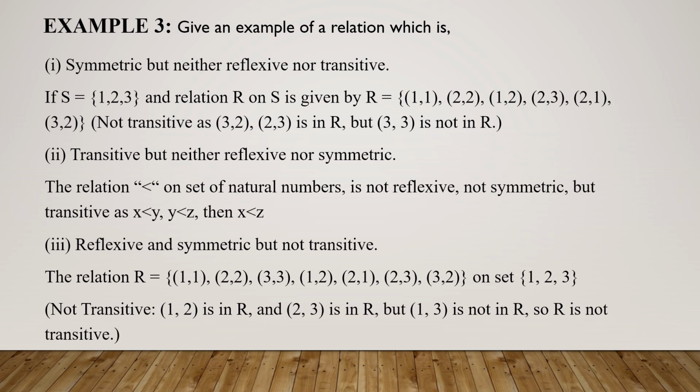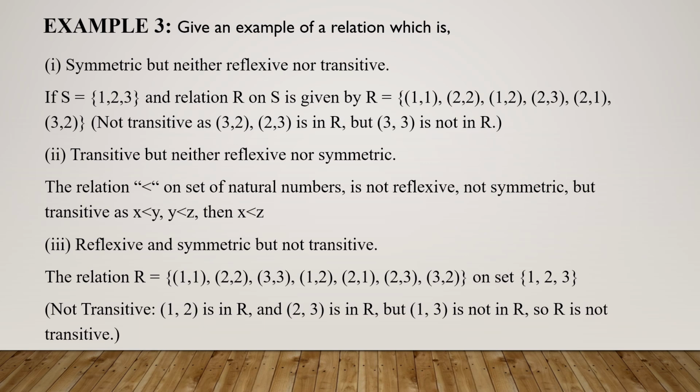Example 3. Give an example of a relation which is, first case, symmetric but neither reflexive nor transitive. Remember, you can give any answer. Here we have taken a set S which has elements 1, 2, 3. And on this set, R is defined as having the following ordered pairs: (1, 1), (2, 2), (1, 2), (2, 3), (2, 1) and (3, 2). First of all, it is not reflexive. Not reflexive means (1, 1), (2, 2) is there but (3, 3) is not there. So it is not reflexive.